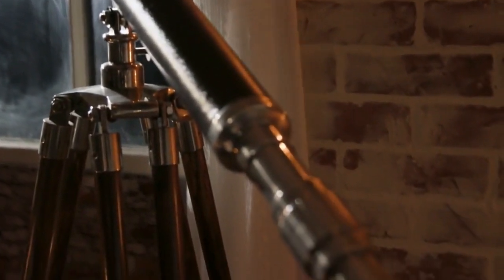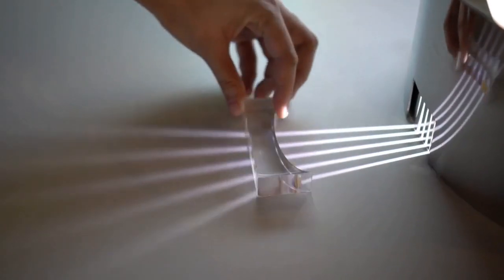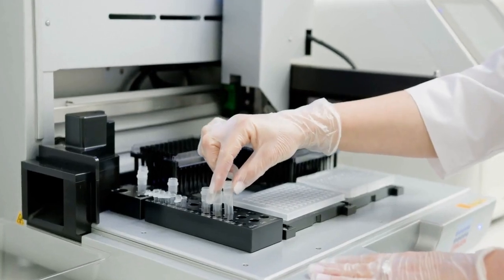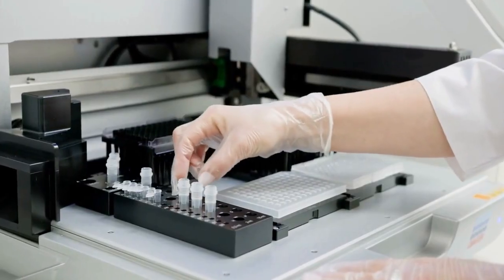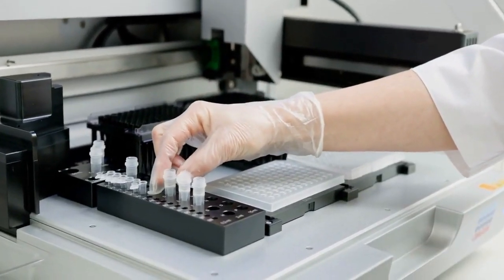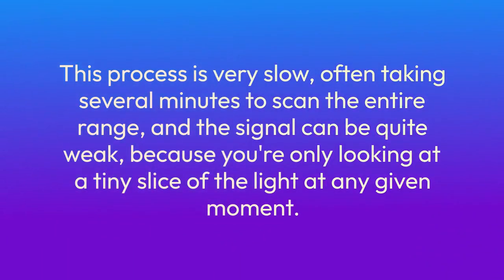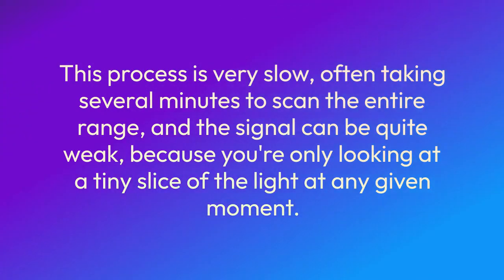Think of traditional, or dispersive, IR spectroscopy like listening to a song one note at a time. The instrument uses a device like a prism or a grating to separate the infrared light into its individual frequencies. It then sends one frequency at a time through the sample, measures the absorption, moves to the next frequency, measures again, and so on. This process is very slow, often taking several minutes to scan the entire range, and the signal can be quite weak because you're only looking at a tiny slice of the light at any given moment.